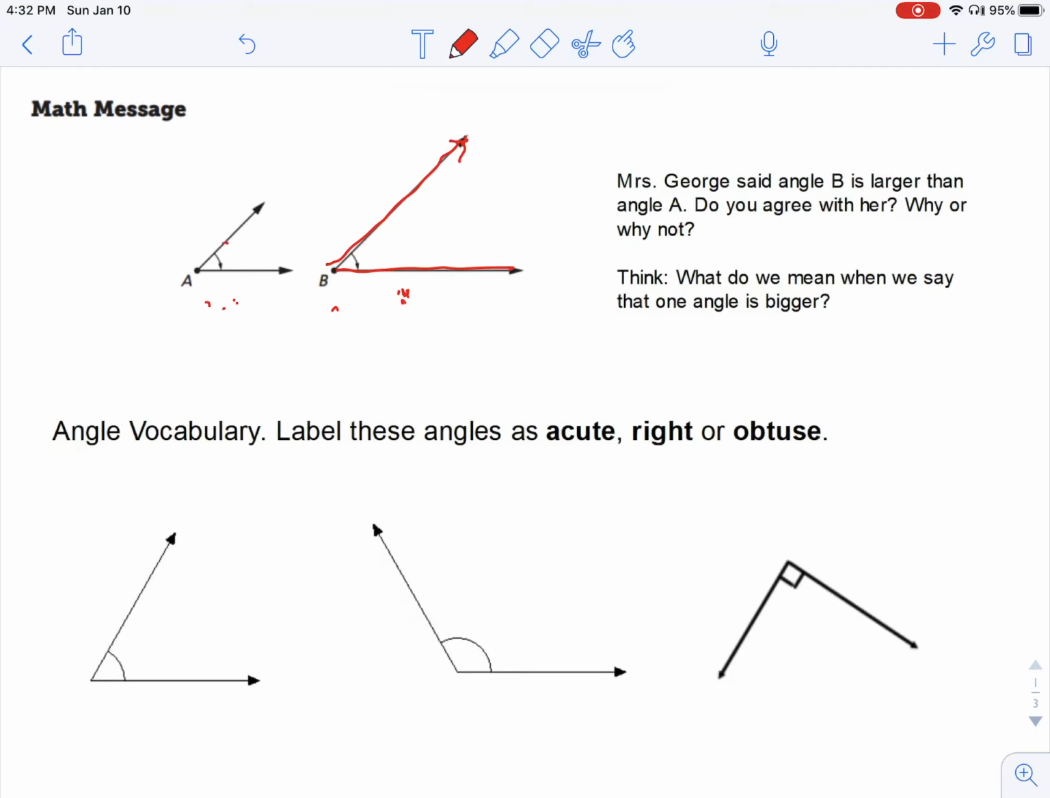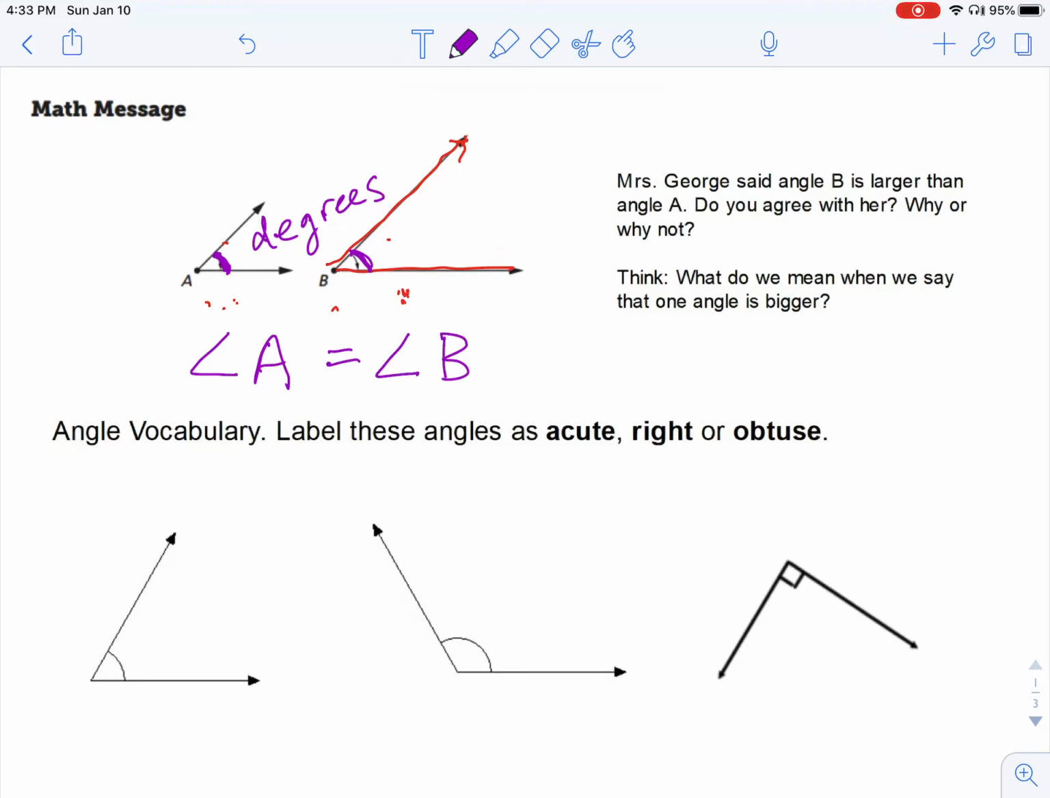If we put angle A on top of angle B, these measurements right here would match up perfectly. So these angles are actually the same size. Angle A equals angle B. And that's because when we measure an angle, we actually measure the amount or the distance from one ray to another. And do you know the units we measure angles with? We measure them in degrees.